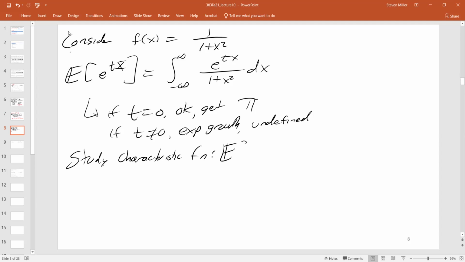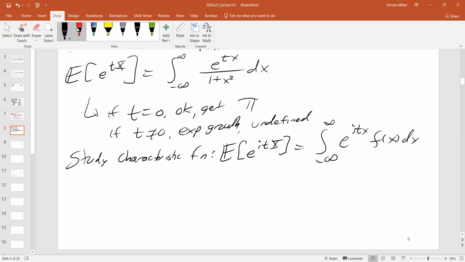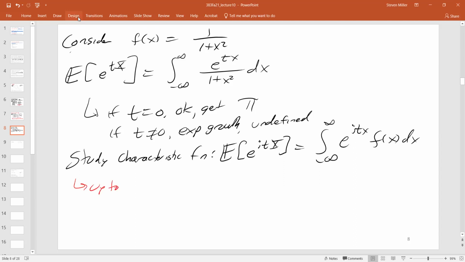So this is the expected value of e^(itX). So it'd be the integral from minus infinity to infinity of e^(itx) f(x) dx. Morally, what does this look like? Up to an accent, what is this? Yeah, so up to an accent, it is the Fourier transform.